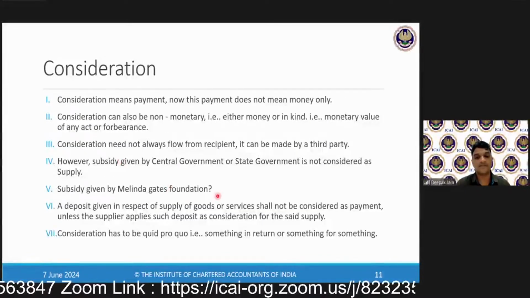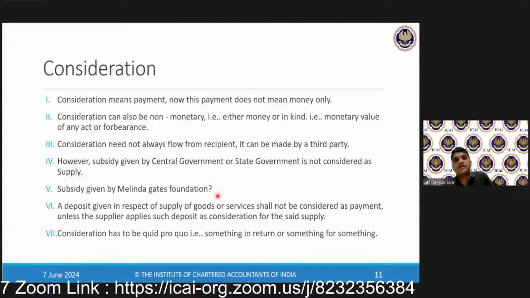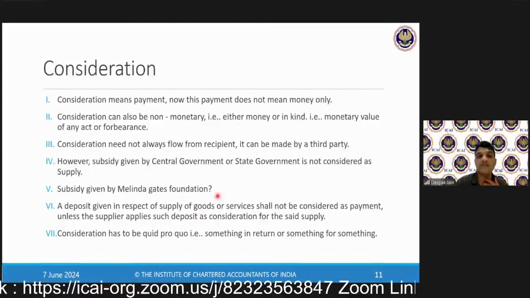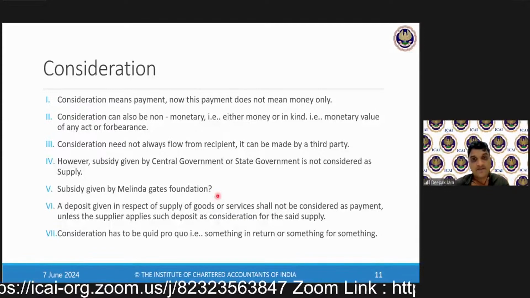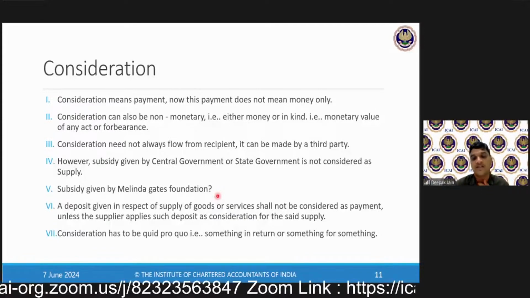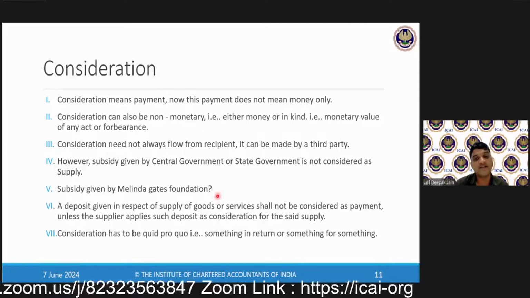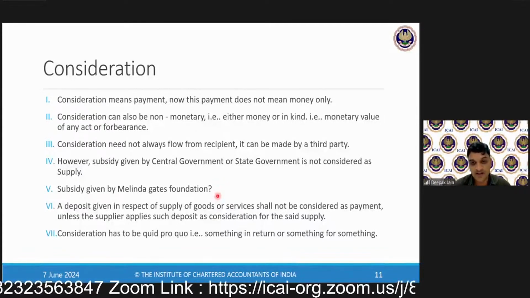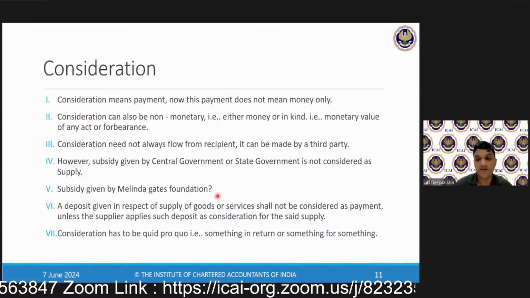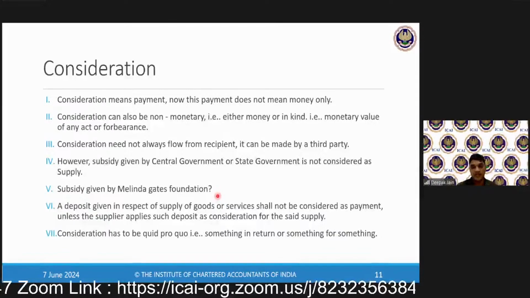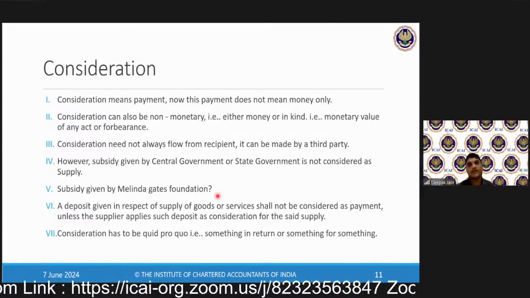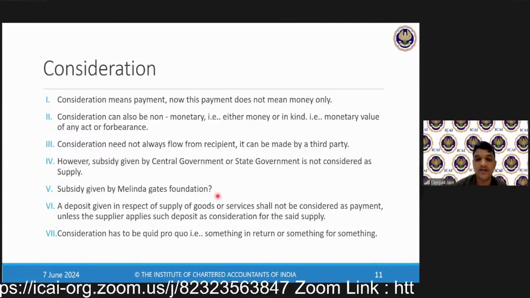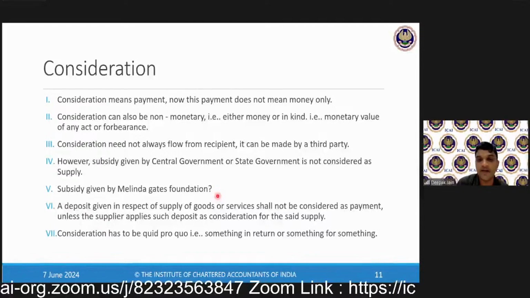Come on, class. GST is payable on the amount received as a subsidy from Melinda Gates. Correct. Very nice. Everybody is answering correctly. Yes, it will be treated as a supply, and GST applies as it was not from the central government or state government. So only when you receive a subsidy from the central government or state government is it not included. Otherwise, it will be included in the consideration and GST will be payable on that.